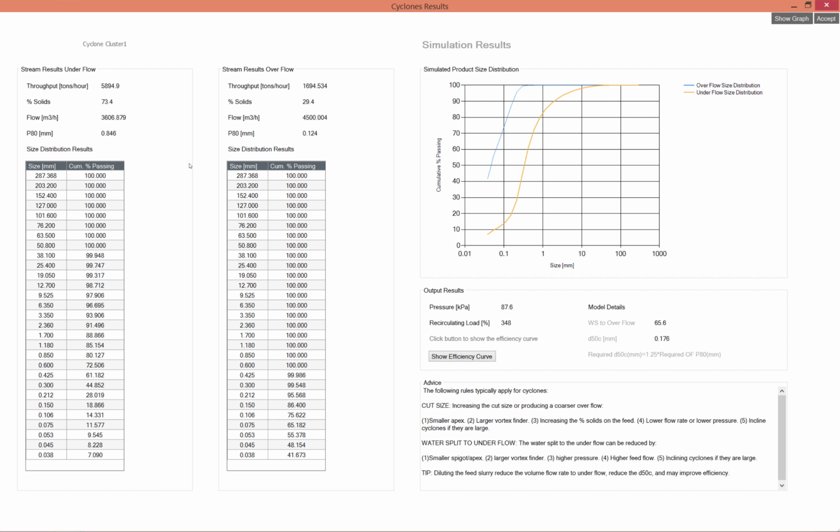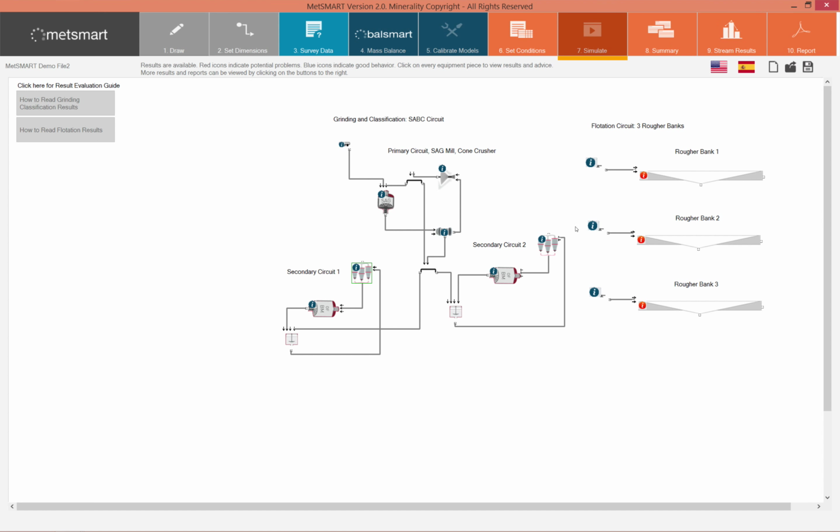my cyclone operation will be efficient. You will see that the recirculating load will go up, the pressure will increase, but we will be within reasonable ranges of operation. So by reducing the spigot size, in this case, we would be able to deal with a large fluctuation in the cyclone feed density.